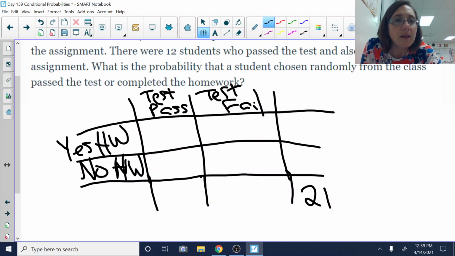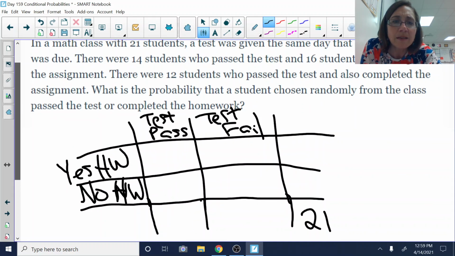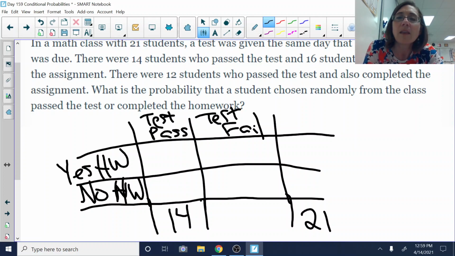There are, let's see, 14 students who passed the test. So the test is the columns. So which column do I want? The ones who passed the test. Is that the left-hand column or the right-hand column? Well, that would be the left-hand column. So I need 14 kids in this column. So I'm going to put a 14 down here.